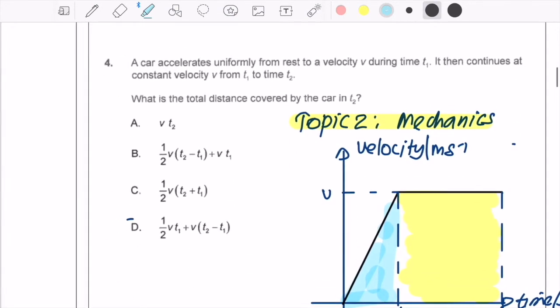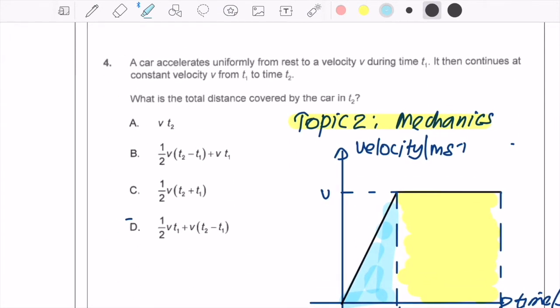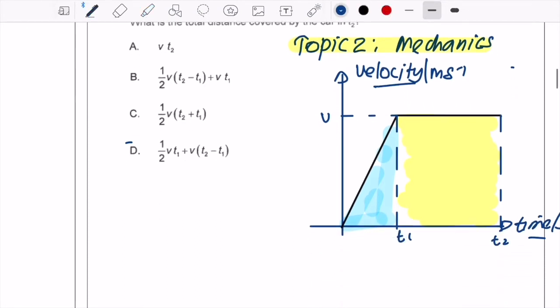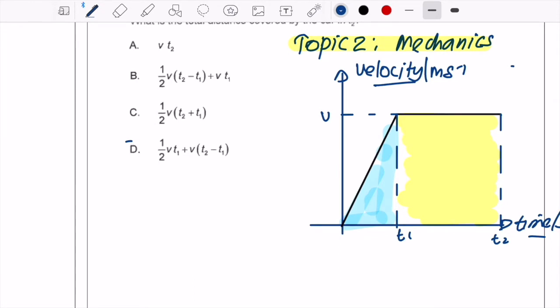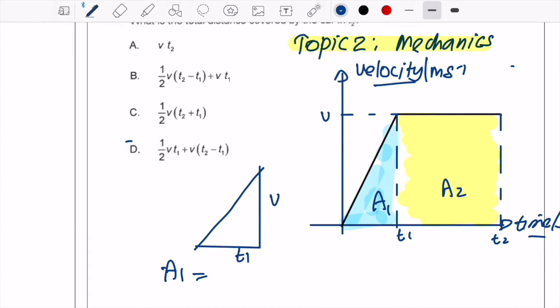Question number 4. Here we are discussing the distance traveled or displacement made in a velocity time graph, right? So basically we have to find the area of these two parts, right? Area 1, it's a triangle, right? Area 1 is the height and base divided by 2, right? So this is V T1, so V T1 over 2.